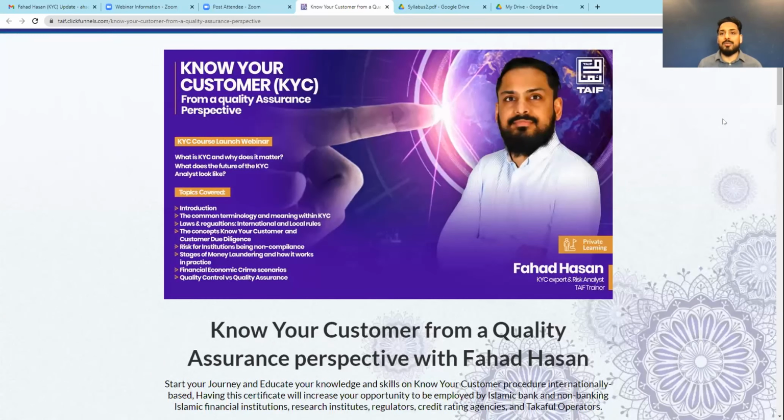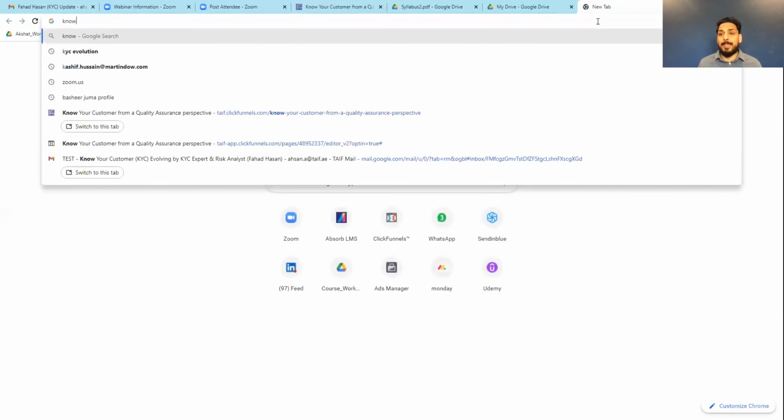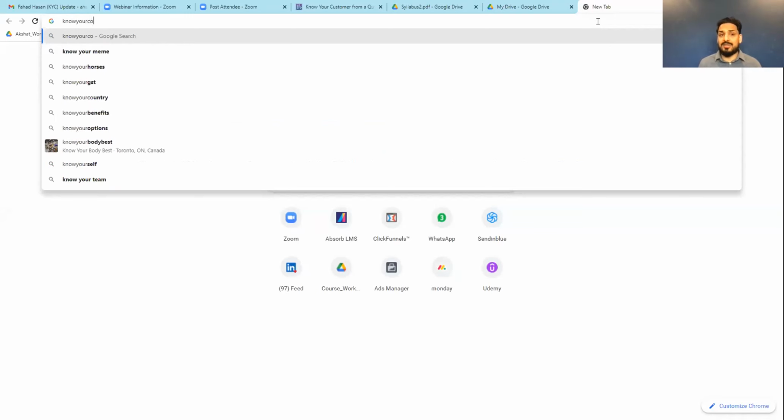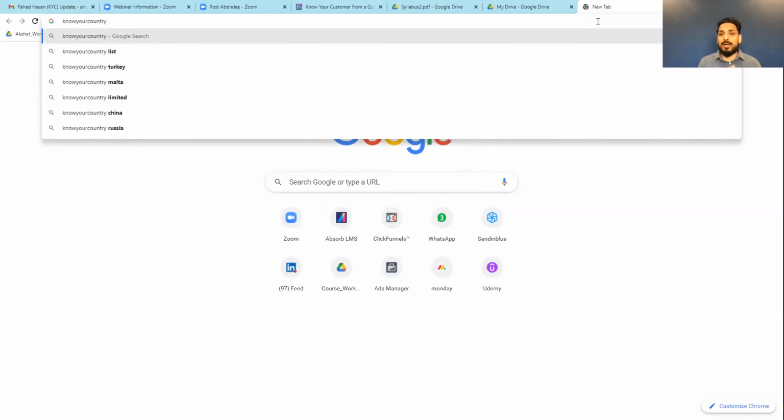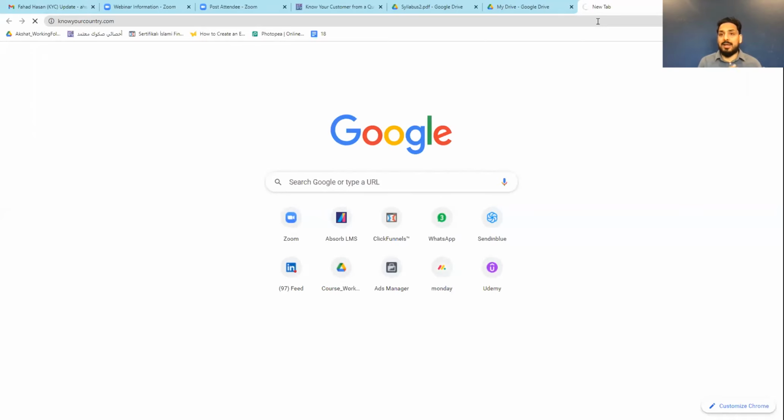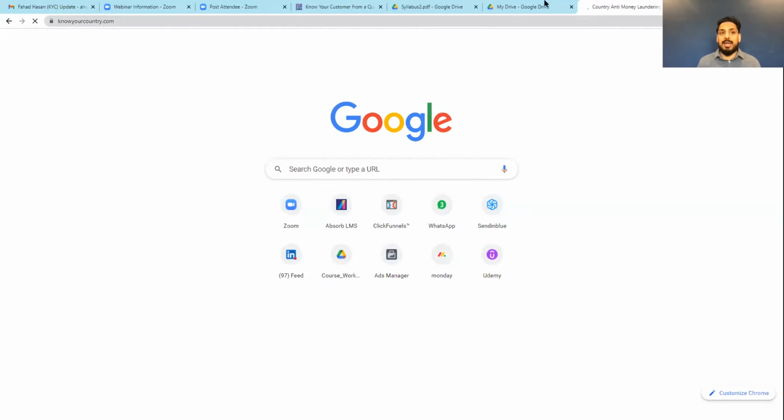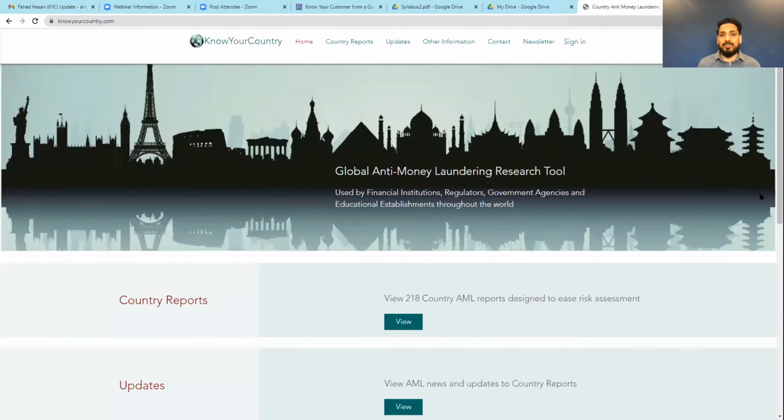Also, maybe a good website to view for your information to gain more knowledge is knowyourcountry.com. That's a good website where you can look into different countries which have their own set of AML risks and different types of risks. If you go to country reports, you can have different countries and then look into what type of risk is more adhered to that country.